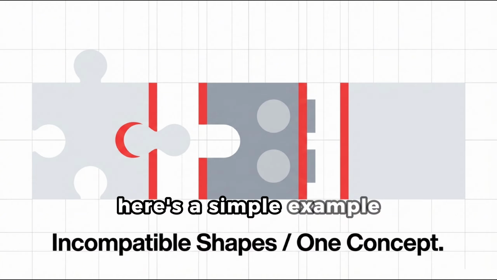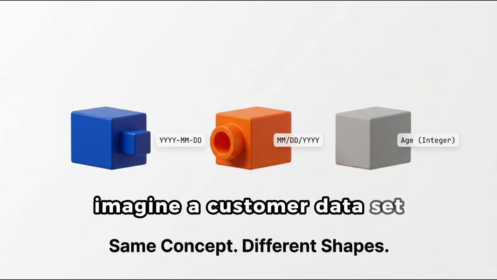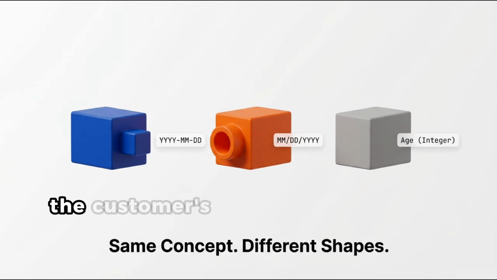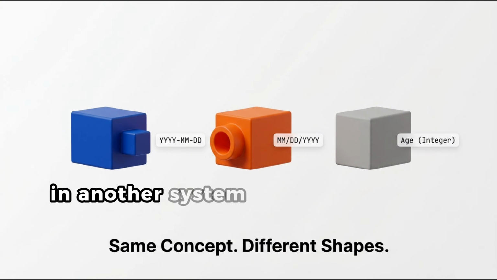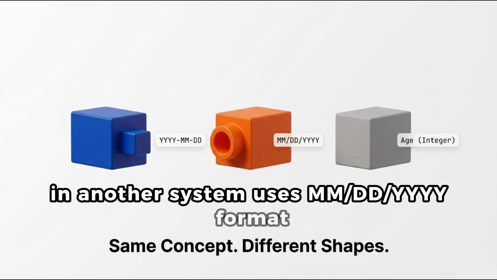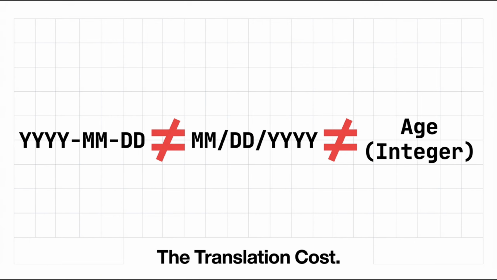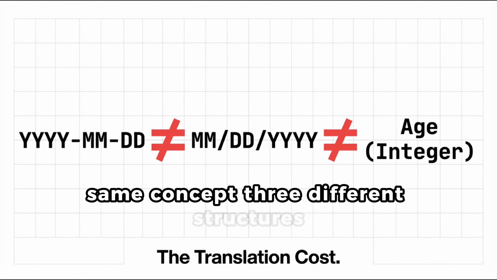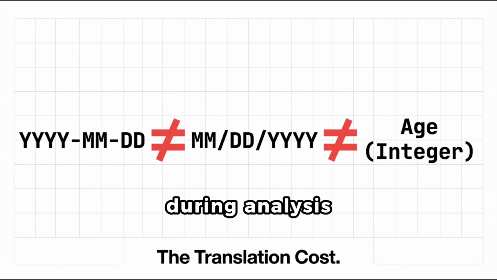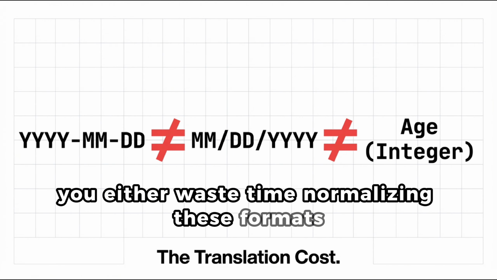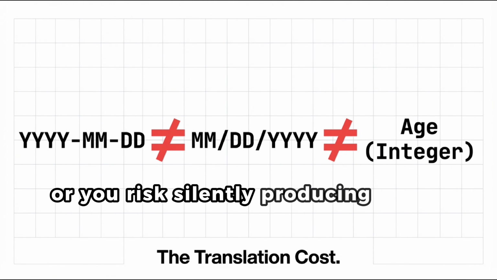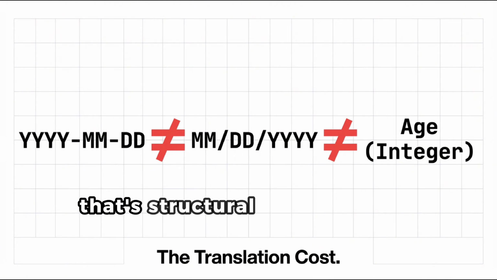Here's a simple example. Imagine a customer dataset. In one source, the customer's birth date is stored in year, month, day format. Another system uses month, day, year format. In a third, age is stored instead of date. Same concept, 3 different structures. During analysis, you either waste time normalizing these formats or you risk silently producing wrong results. That's structural fragmentation.